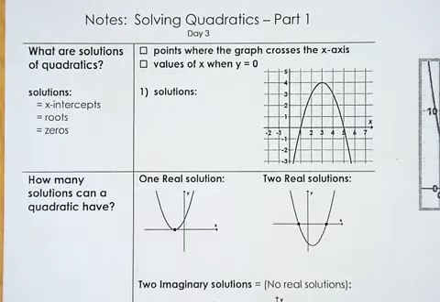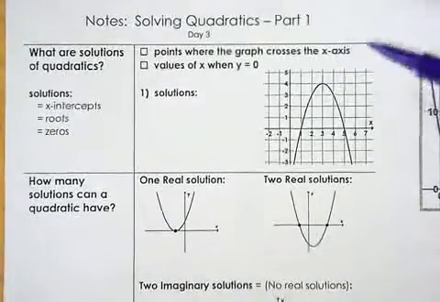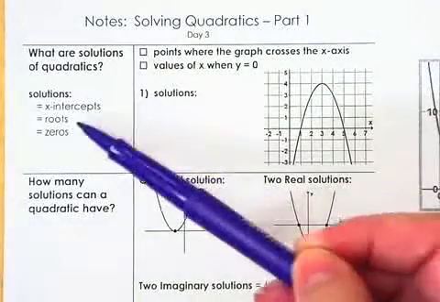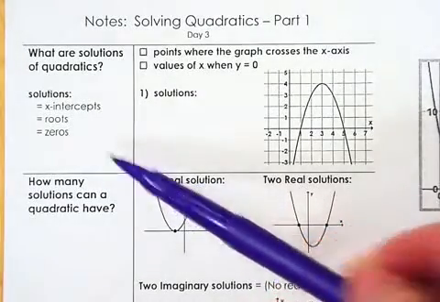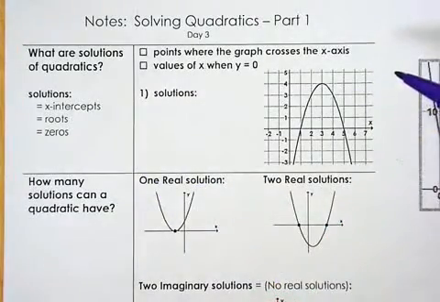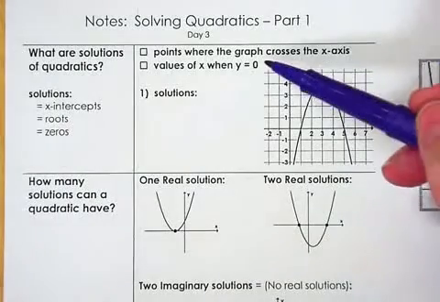Today we're going to solve quadratic equations. So let's quickly review what it means to solve a quadratic. Solutions to quadratics are also known as the x-intercepts, the roots, or the zeros. Ultimately we're finding the place where this graph crosses the x-axis, when y is 0.